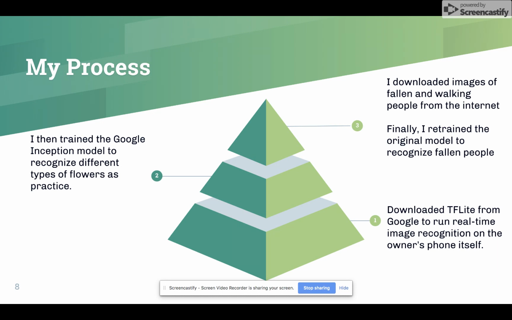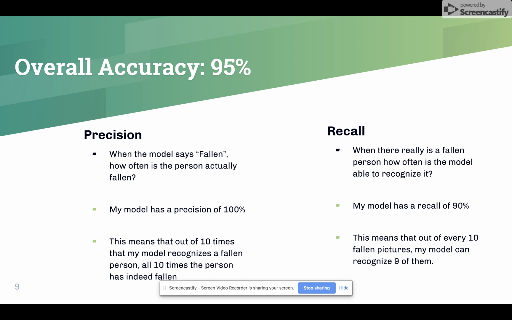And I did this just for practice. I then retrained the original model to recognize fallen people, and I trained my model using downloaded images from the internet, and then I tested it by taking images of myself, fallen and not fallen, and running it through the model. So my overall accuracy was 95% with the right model threshold. And my model has a precision of 100% and a recall of 90%.